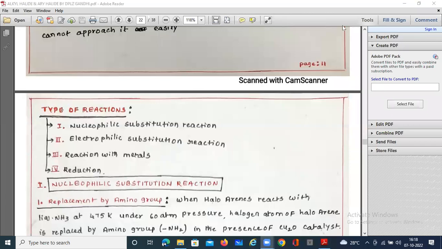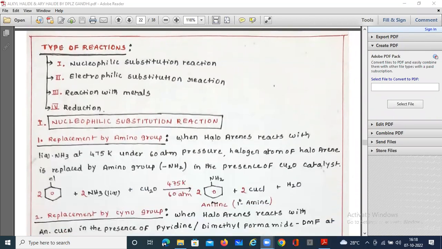So the next topic will be the types of reactions. As shown here, in the chemical properties of haloarenes, we need to learn four types of reactions. The first one is the nucleophilic substitution reaction, just as we learned in the previous alkyl halide SN reactions, isn't it?